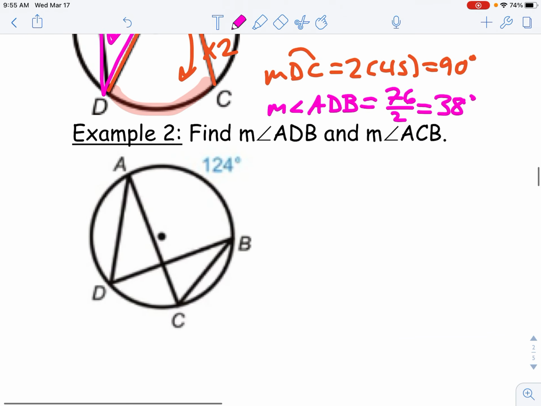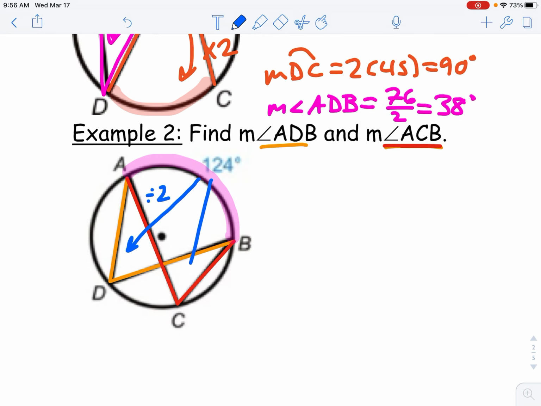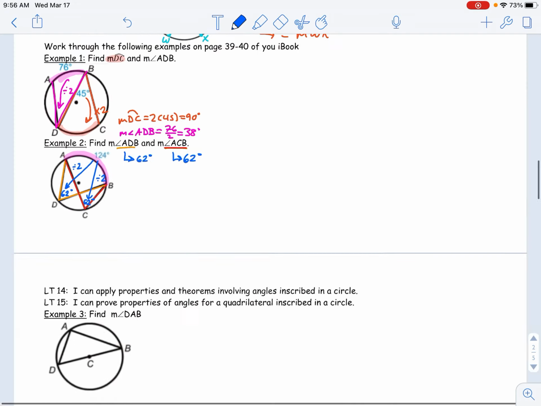Cruising right along. Now I need the measure of angle ADB. So something to notice too, ADB, ACB. Realize that both these angles are intercepting the same arc. They're both inscribed angles and they're intercepting the same arc. That means that to find both of them, I'm just going to divide by 2. It's literally the same thing, and that's actually a theorem we talk about in a little bit: if 2 inscribed angles share the same arc, then they have the same angle measure. They're both 62 degrees.